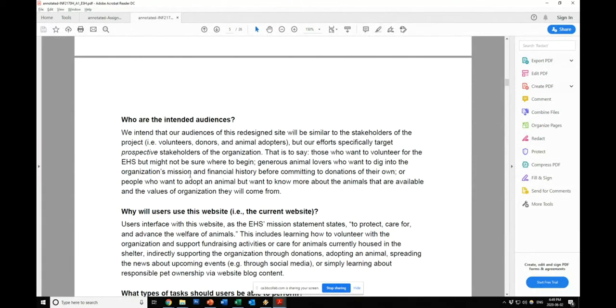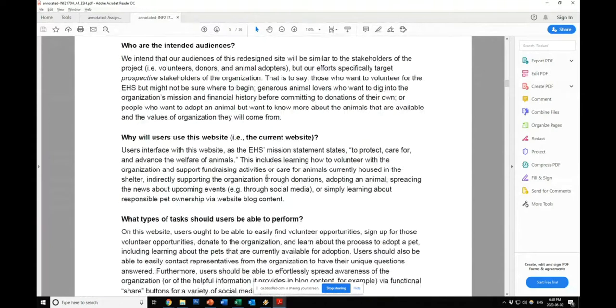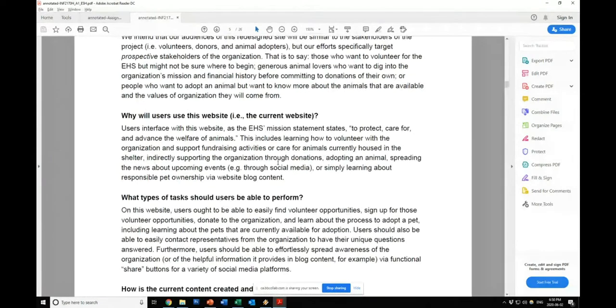And again, those are all valid audience types for this type of organization, which again is a humane society, in this case located in Etobicoke. So again, you want to try to address the needs of these particular audiences. Who will be the users of the website? And again, in this case, they actually were able to find an actual mission statement, which is terrific, which says, specifically, to protect, care for, and advance the welfare of animals.